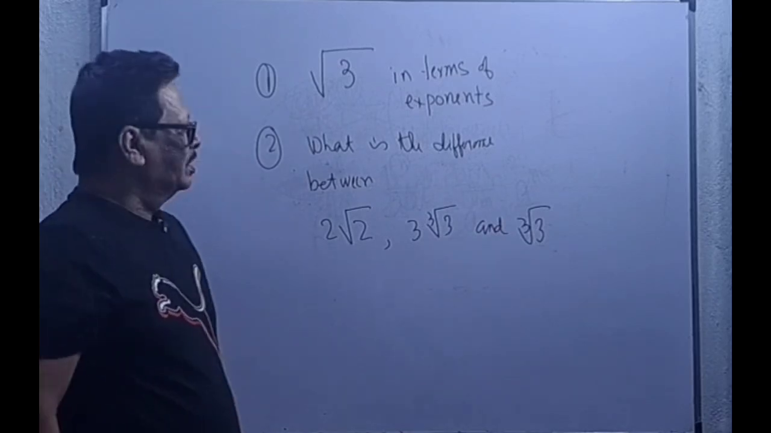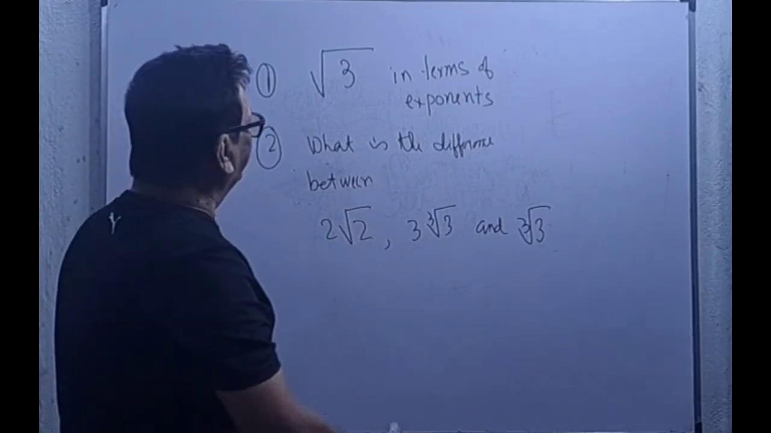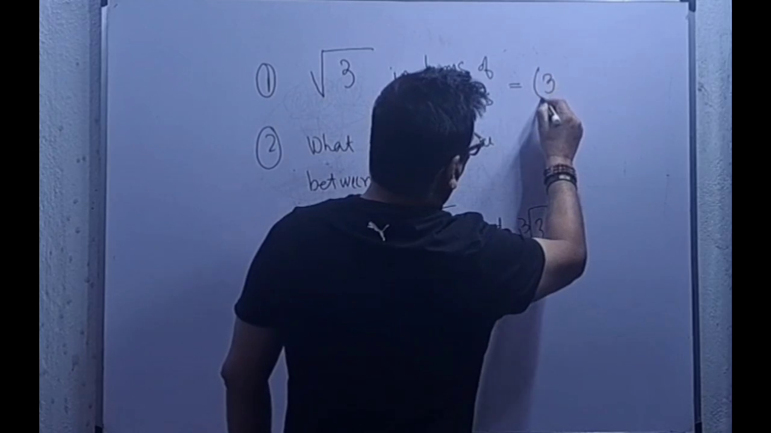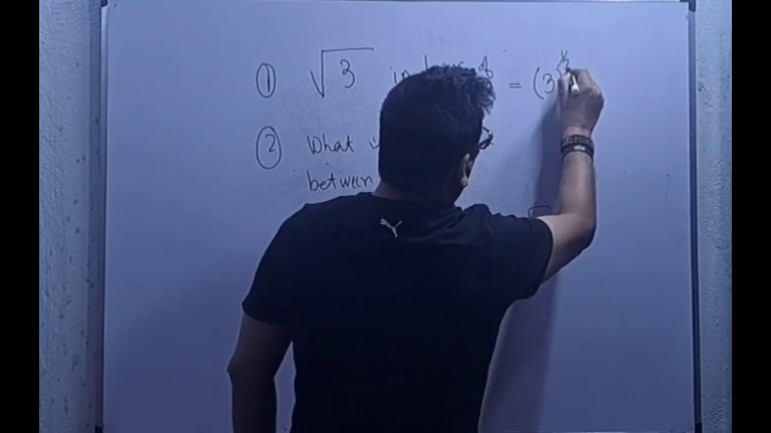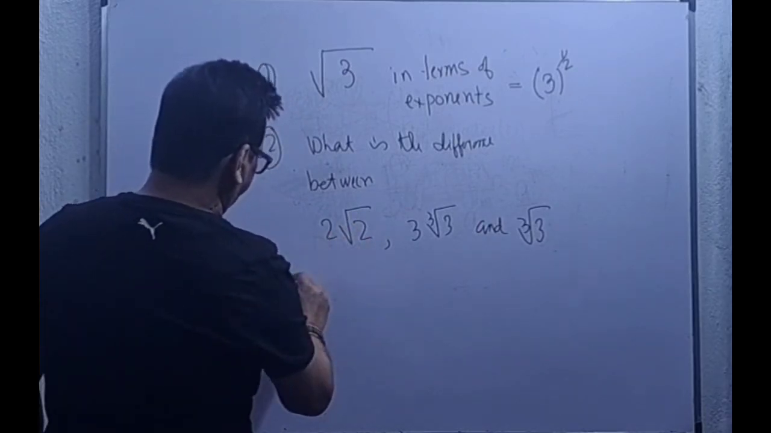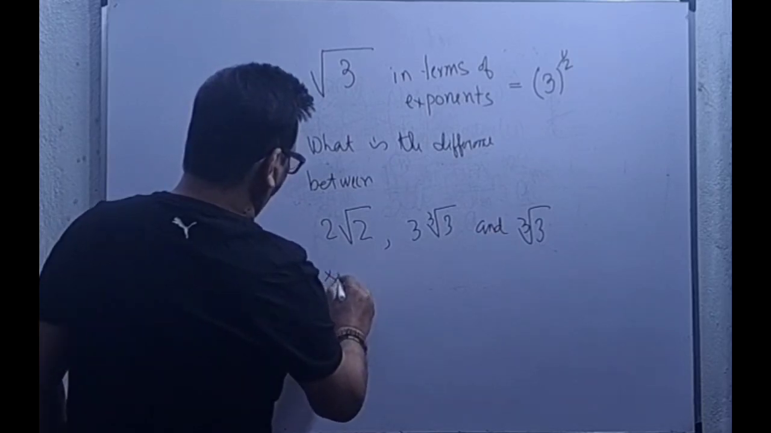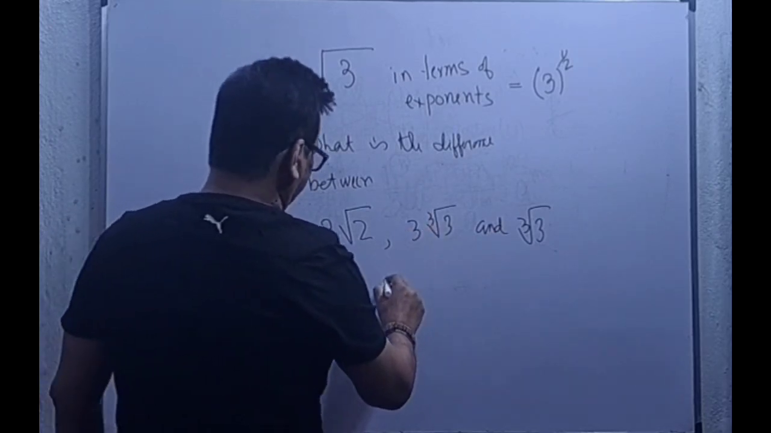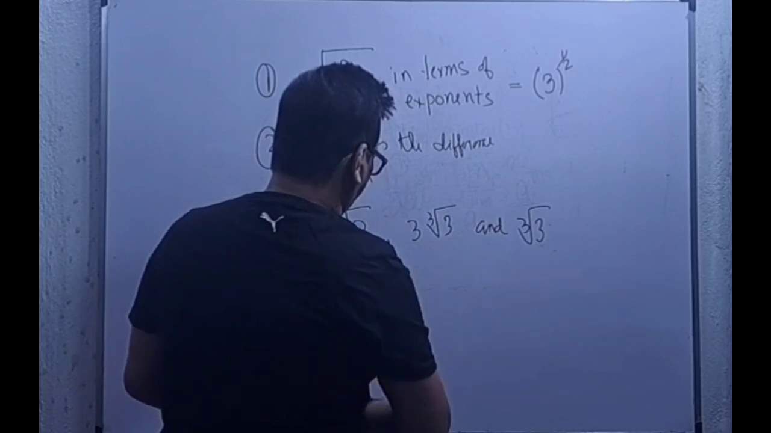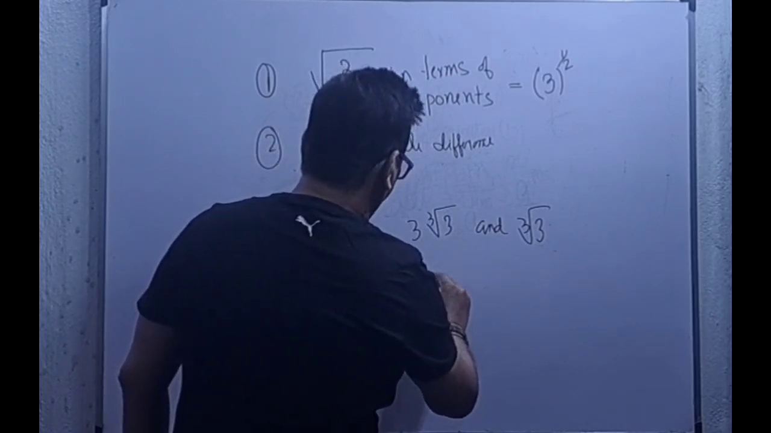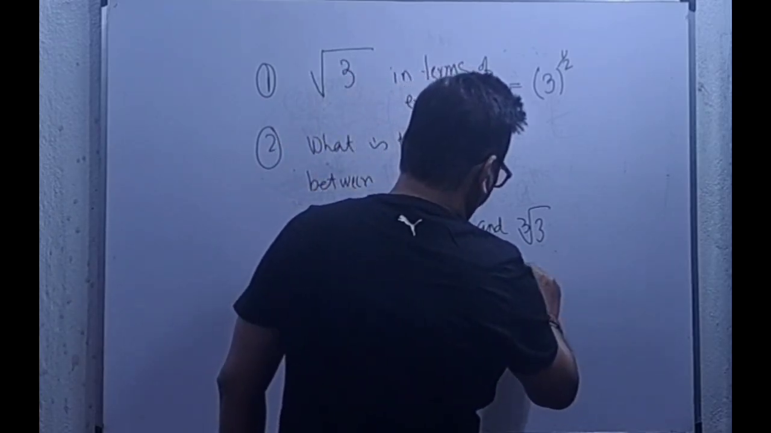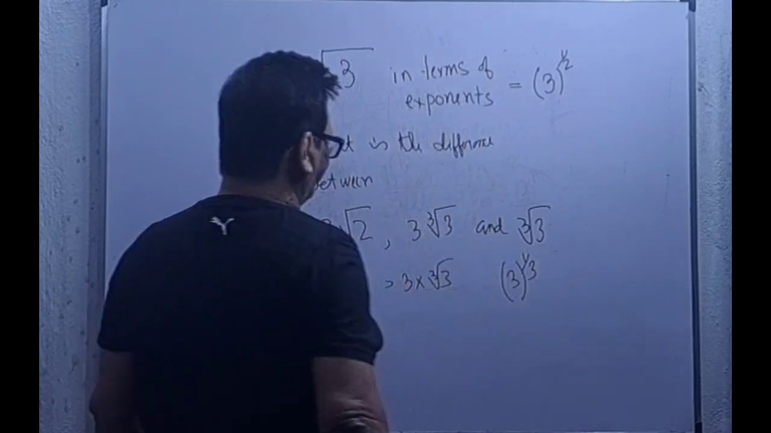I'll solve, don't worry. Put all your concentration now here. See, this can be represented in terms of exponent as 3 to the power of 1 by 2, a fraction, right? The difference between these two is 2 multiplied by root 2. This difference is 3 multiplied by root 3, and this means 3 to the power of 1 by 3. Correct?